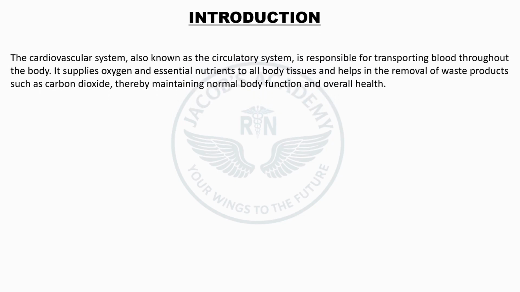Now let us understand the introduction to the cardiovascular system. The cardiovascular system, also known as the circulatory system, is responsible for transporting blood throughout the body. It supplies oxygen and essential nutrients to all body tissues and helps in the removal of waste products such as carbon dioxide, thereby maintaining normal body function and overall health. Because of this continuous circulation of blood, all organs of the body are able to work efficiently. This makes the cardiovascular system one of the most vital systems of the human body.